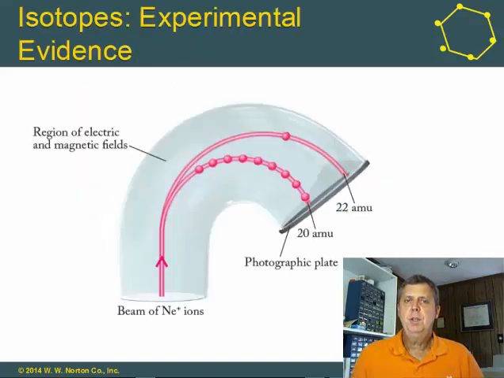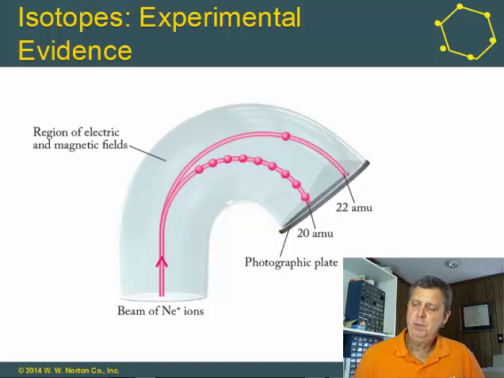Alright, so we mentioned that elements are defined by their numbers of protons. To be neutral, they have the same number of protons and electrons, but it ends up the neutrons can vary. One of the earlier experiments people looked at was ionizing, in this case, a neon atom. So you strip off an electron or a couple of electrons and run it through an electric field.